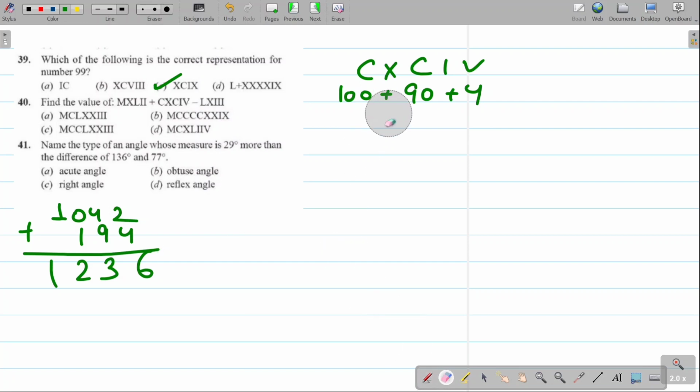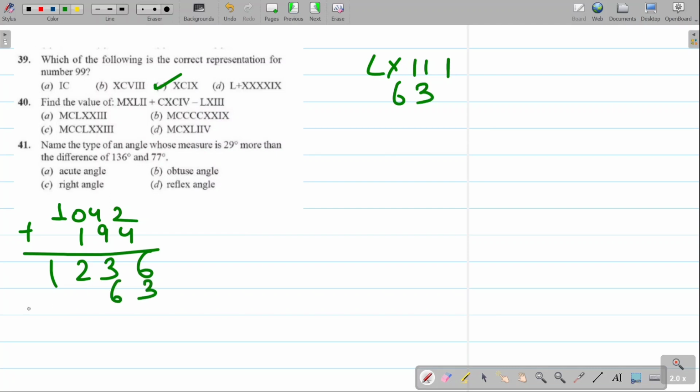Now we need to just subtract this last Roman number from this. So LXIII is what? L is 50, X is 10. So it is 60, 60 and 3, 63. Now we'll subtract this 63 from this. We will get 3. This is 7. This is 1 and 1.